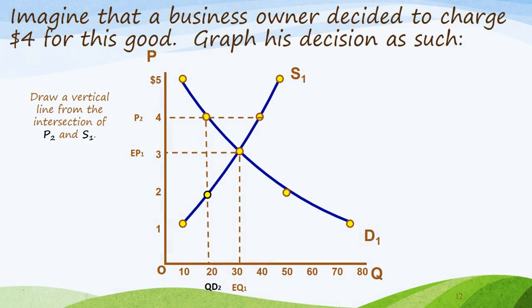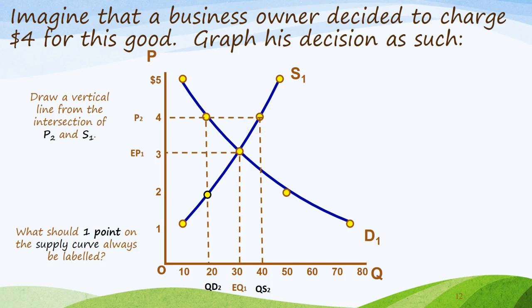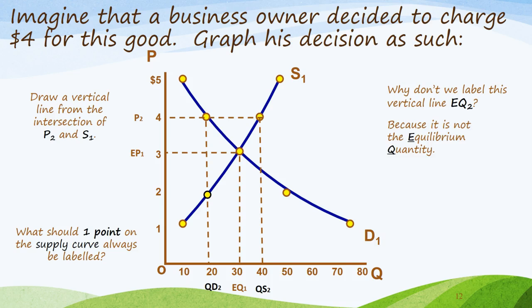Okay, next, draw a vertical line from the intersection of P2 and S1. So where this price of $4 intersects the supply curve, draw a vertical line from that point. That point's right here. And then that needs to be labeled QS2 because it's the quantity supplied. One point on the supply curve should always be labeled quantity supplied. Why don't we label this vertical line EQ2? Because it is not the equilibrium quantity. Why do we use the number 2? Again, to show that it is caused by P2.